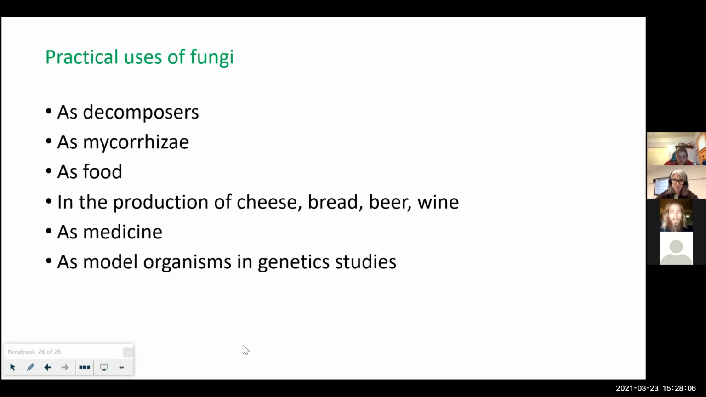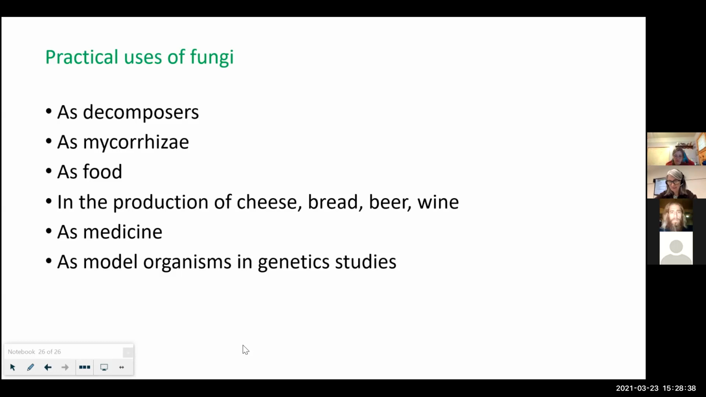So for thousands of years, we've used yeasts, for example, in the production of cheese and beer and bread and so forth. Medicine, okay, penicillin is derived from a fungus. And then, as I mentioned, as model organisms in genetic studies, there are novel applications under development as we speak, things like self-healing concrete. That's what I said, self-healing concrete, look it up. It's pretty cool.